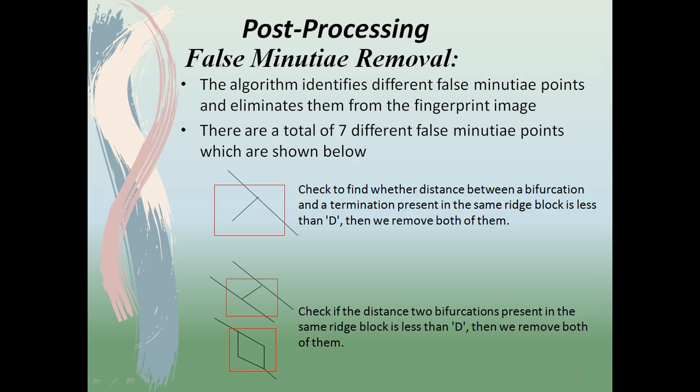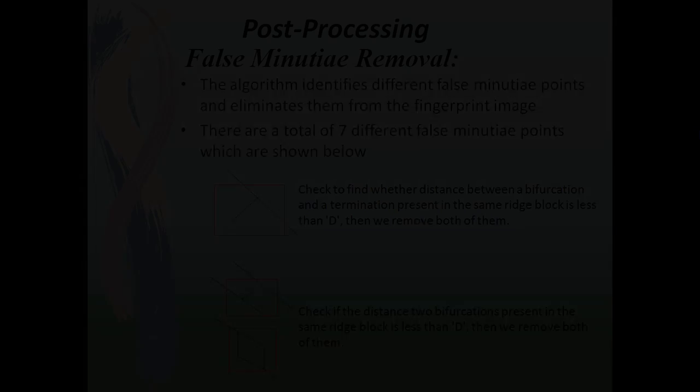For the next two false minutia points, the condition is we check if the distance between two bifurcations present in the same ridge block is less than D, the inter-ridge width. Then we again remove both of them. This takes care of 3 different false minutia points in total.